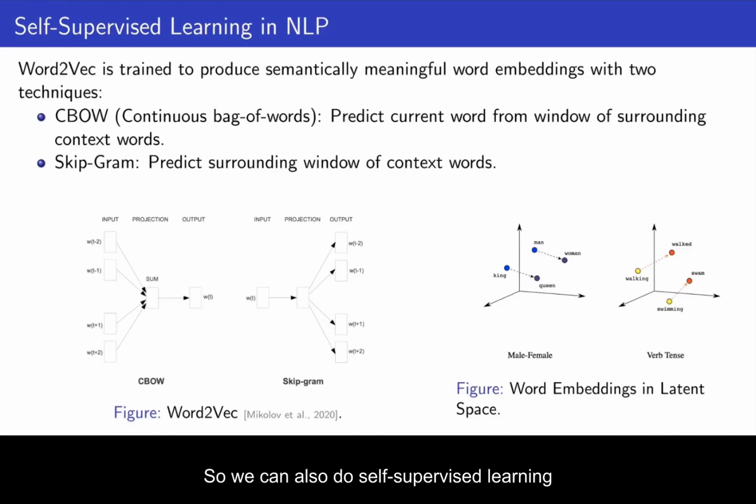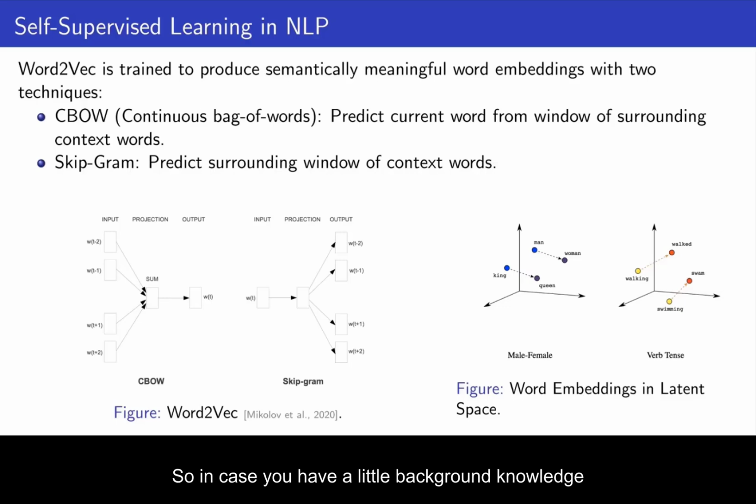So we can also do self-supervised learning for natural language processing. In fact, self-supervised learning initially originated in the natural language processing field. So here we will look at self-supervised learning examples for natural language processing. One early work is the word2vec model. The target goal of this model is to create similar word embeddings for synonyms.